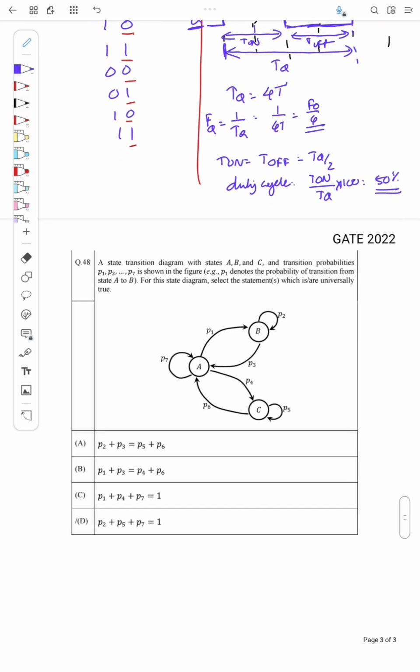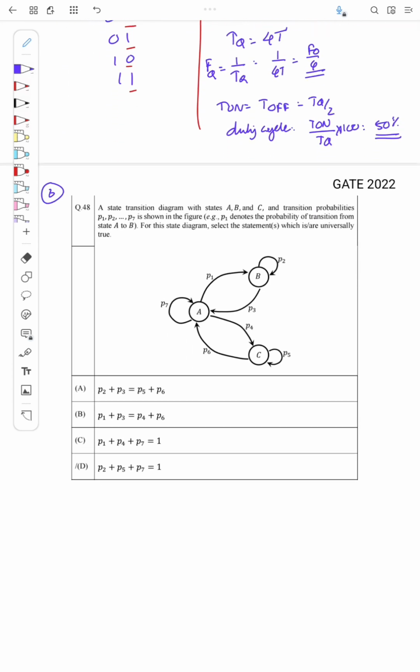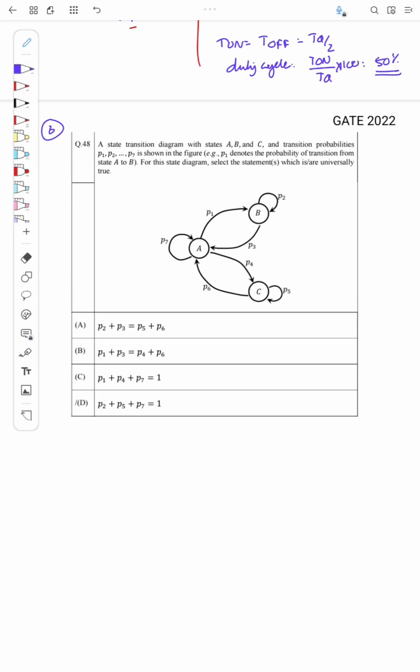Now coming to the next question, third question. It is again from GATE 2022. A state transition diagram with states A, B and C and the transition probabilities P1, P2 etc. till P7 is shown in the figure. For example, P1 denotes the probability of transition from state A to B. For this transition diagram, select the statements which is or are universally true.